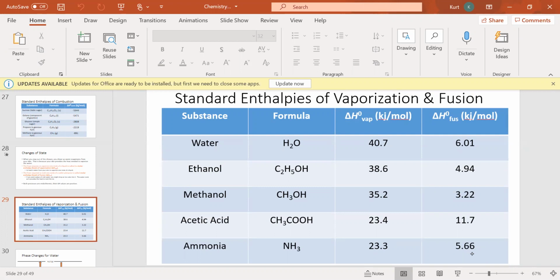What do you see in this chart? You see vaporization. All right. Vaporization is from what to what? Liquid to gas. Okay. So what's the opposite of vaporization? Condensation. Oh. So it's the opposite of the number. Yeah. Negative 40.7. Got it?